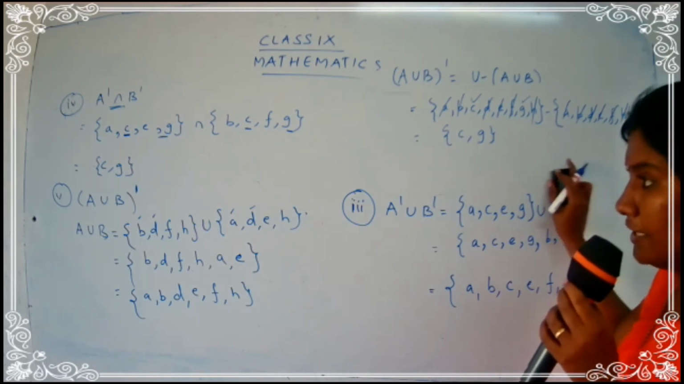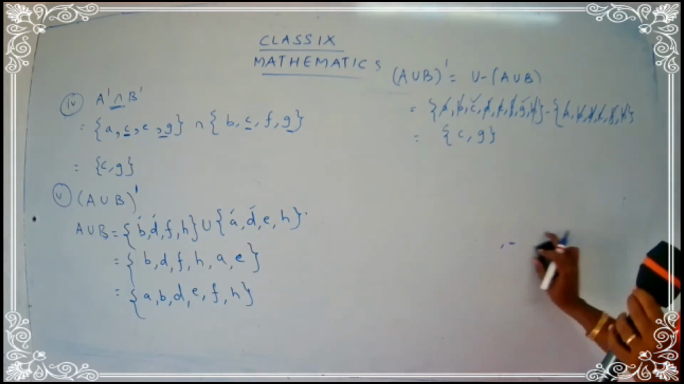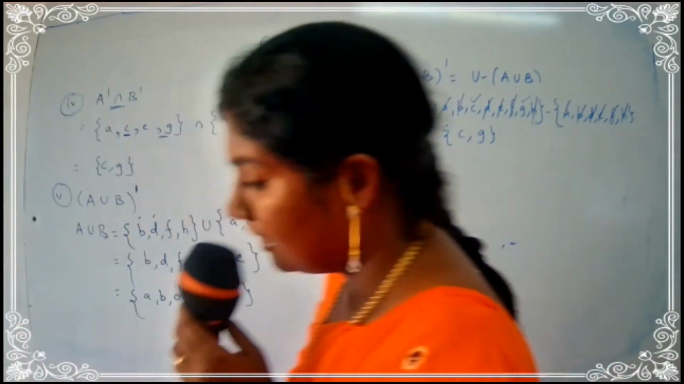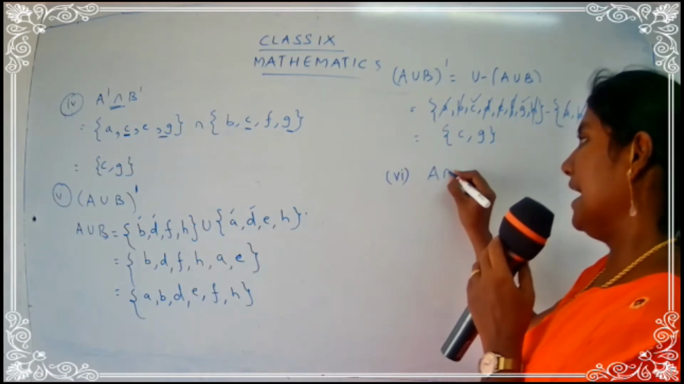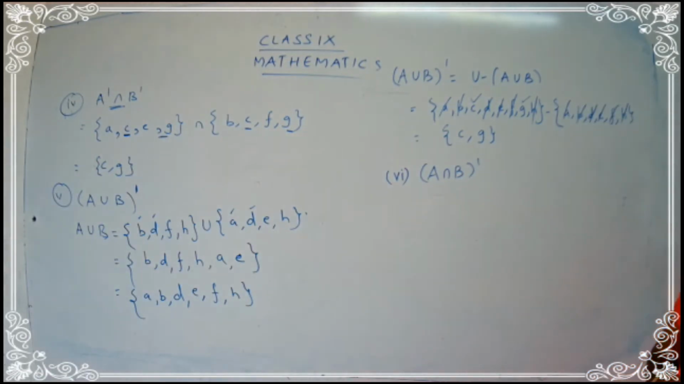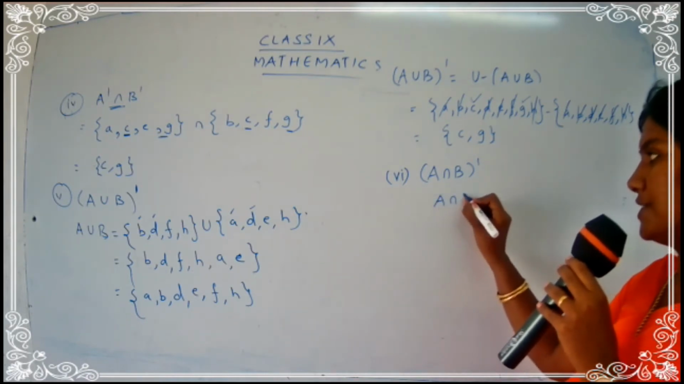Let's go with the next part. I hope you are clear with the fifth subpart. Yes, children? So we have completed the fifth subpart. Let's go for the sixth subpart. Again, this is an easy part. Sixth subpart: A intersection B the whole dash. Here again we have two steps to be followed. The first one is to find out A intersection B.